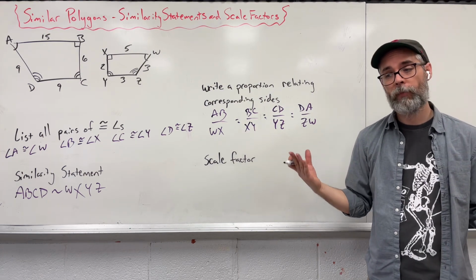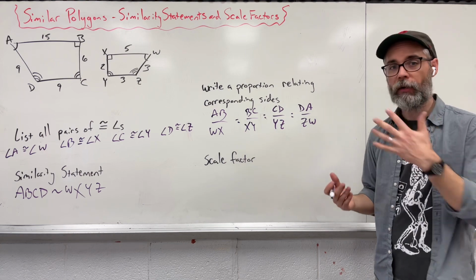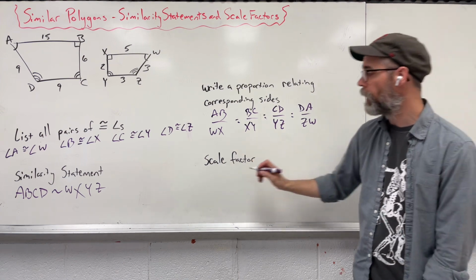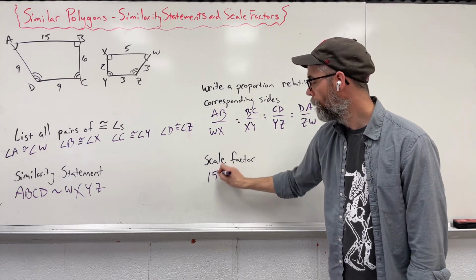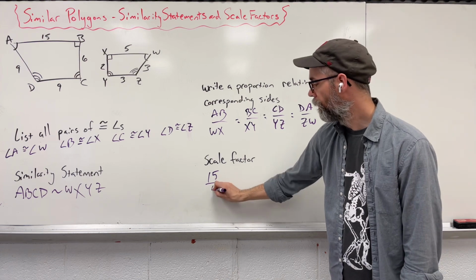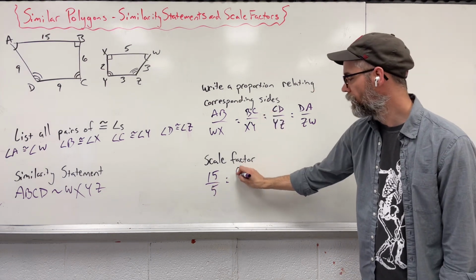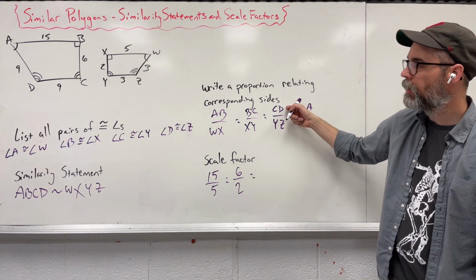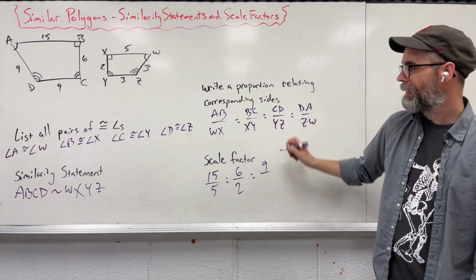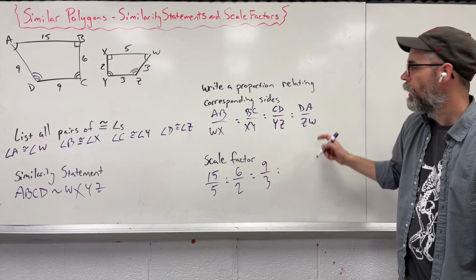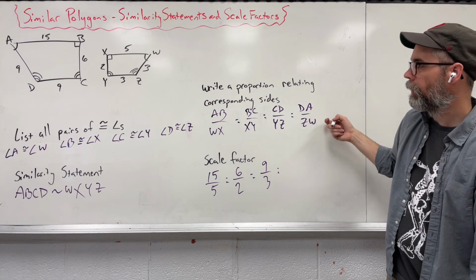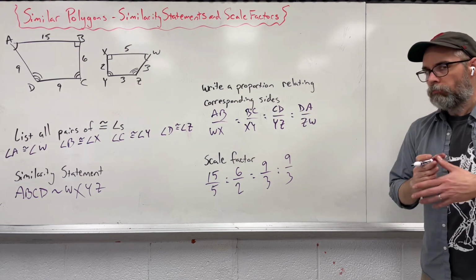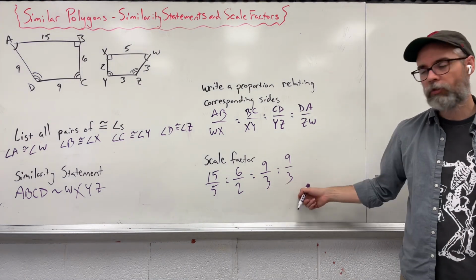Now let's figure out what is the value of that similarity statement, or that scale factor. Let's take a number for each one of these and just fill it into place. AB is going to be 15. WX is 5. BC is 6. XY is 2. CD is 9. YZ is 3. And then DA and ZW are going to be 9 and 3 again. Okay, so this doesn't tell me anything. These two are the same. That's good, but what about everything else?